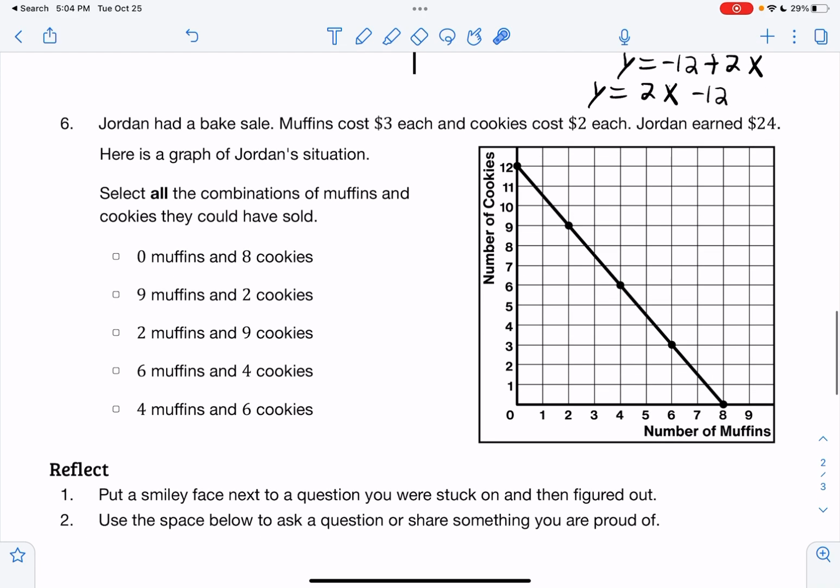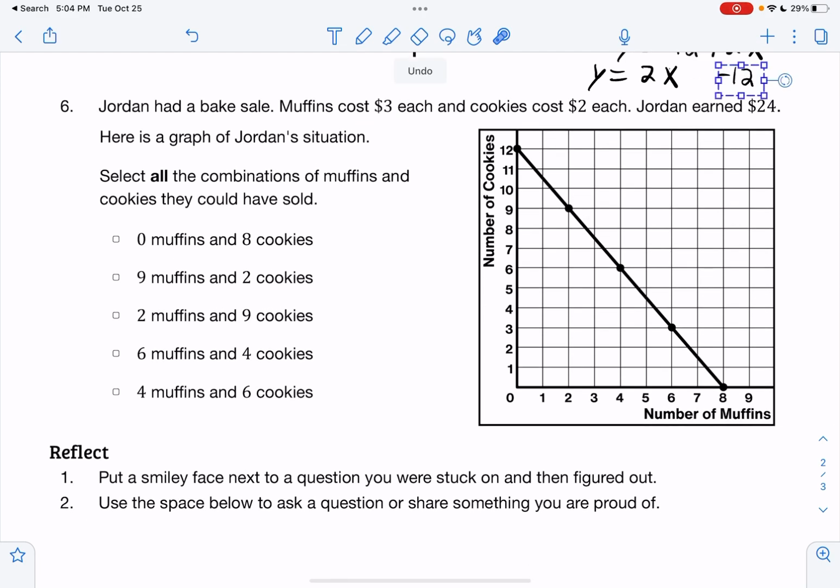Okay, so it says Jordan had a bake sale. Muffins cost $3 each, and cookies cost $2 each. He earned $24. Here is a graph of the situation. Select all of the combinations they could have sold. So you'll see here on the graph, x is the number of muffins. So we have the number of muffins compared to number of cookies sold. So we see 1 point right here, which we can think about as 8 muffins and 0 cookies. So this one is kind of backwards. It's 8 muffins and 0 cookies, not 0 muffins and 8 cookies.